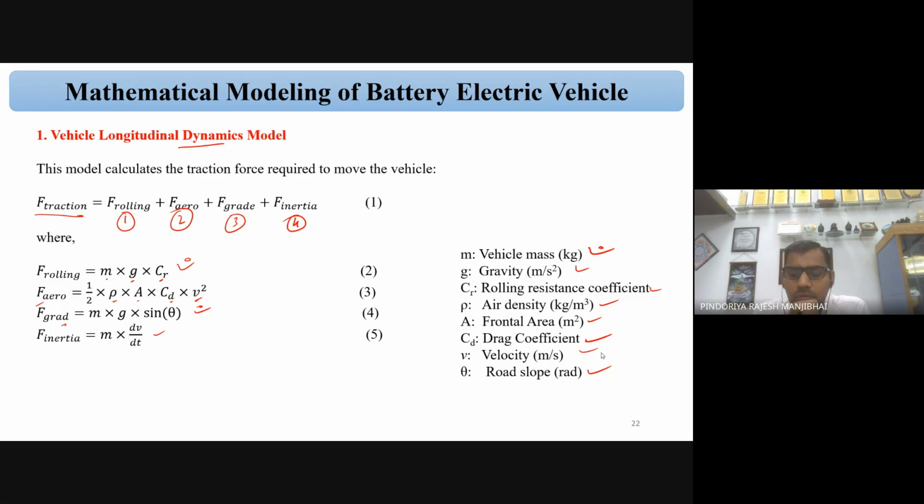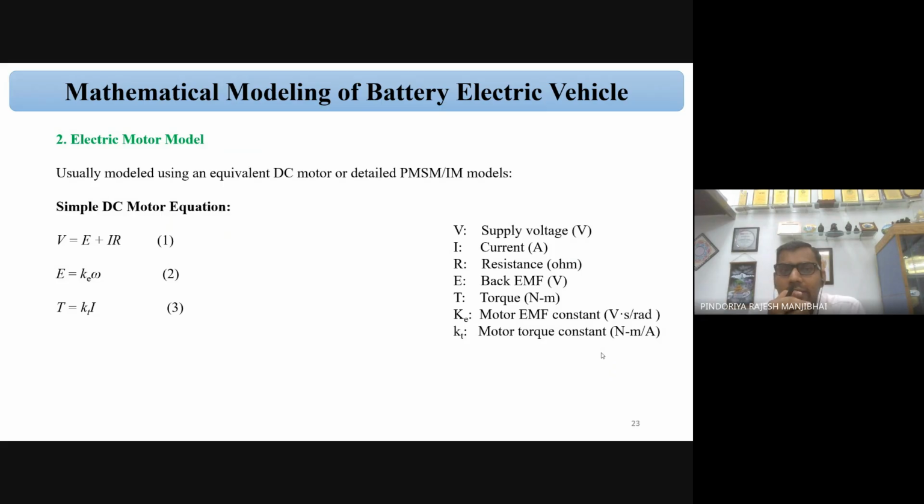Okay. The second one is the electrical model. The electrical model we can say is a simple DC motor. There is a fundamental motor, and based on this DC motor we can derive the induction motor, PMSM, BLDC motor, etc. Correct. It is usually modeled using the equivalent DC motor or the detailed PMSM and induction motor.